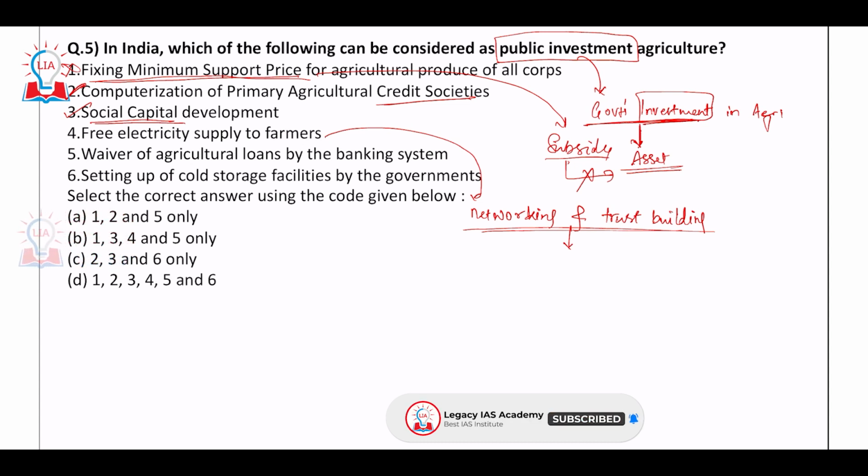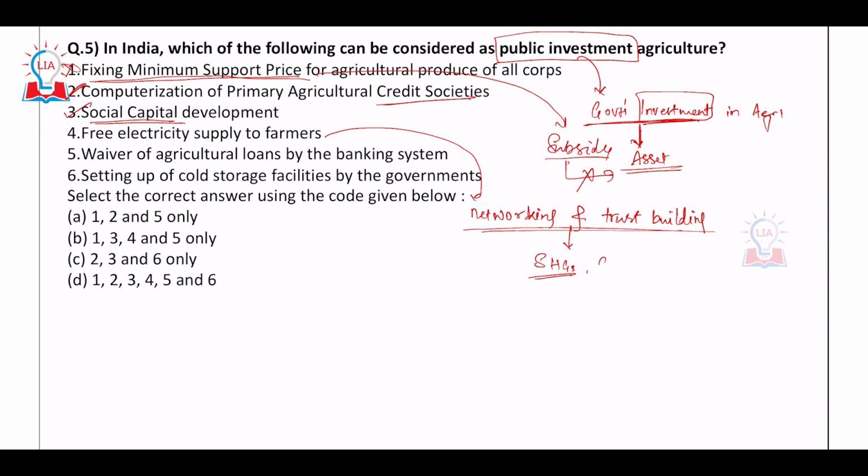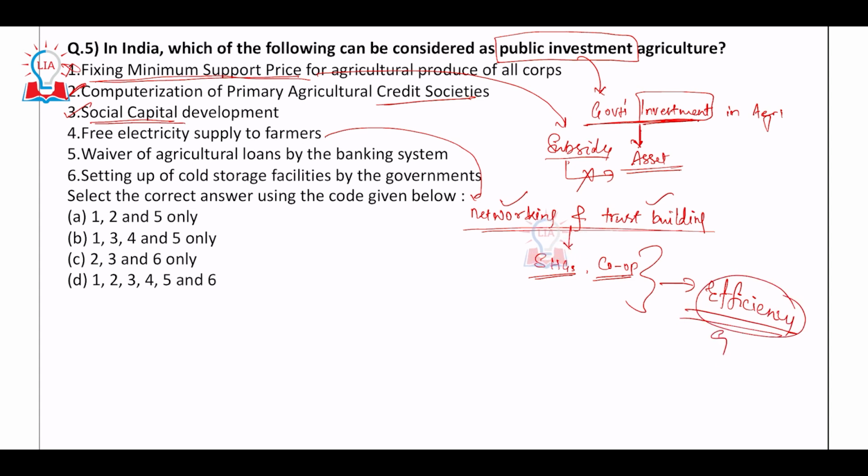Why? Because with networking and trust building, let's say for example, self-help groups are created. For this, government has to invest. That is public investment. And then some cooperative societies are created, so that will all create networking and trust building. So this will make the society get efficiency gains, productivity would increase. So social capital development, is it a part of public investment? Absolutely yes. Free electricity is applied to the farmers.